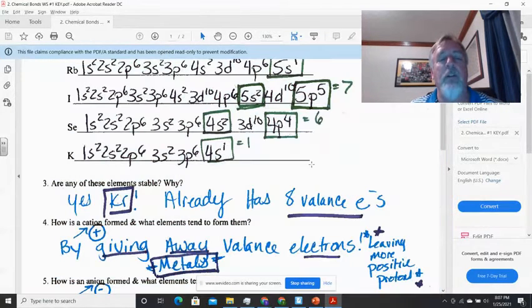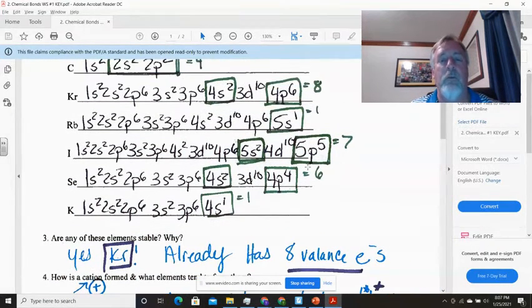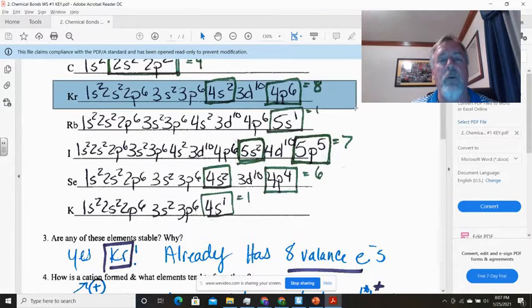Question 3 asks, are any of these elements stable? Well, yes. Which one's already stable? Our krypton's already stable. Why is krypton already stable? It has 8 valence electrons. It doesn't need to gain any, and it doesn't need to lose any. It's already in its stable state of 8 valence electrons.